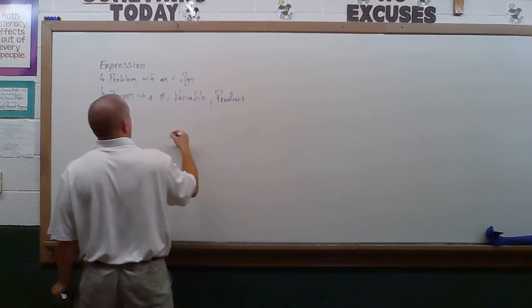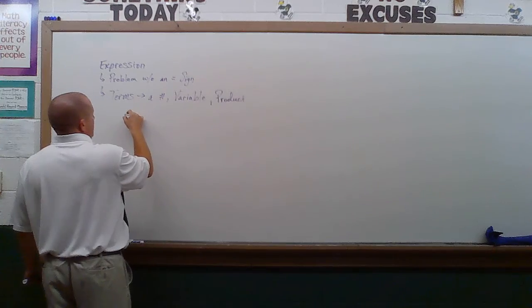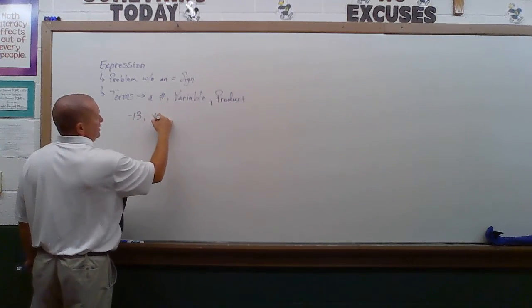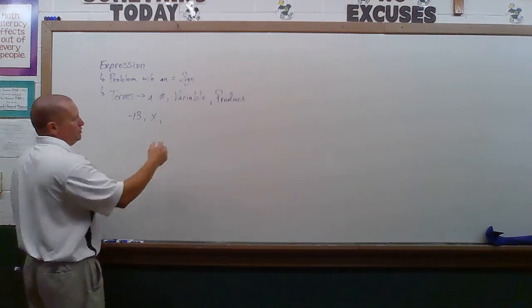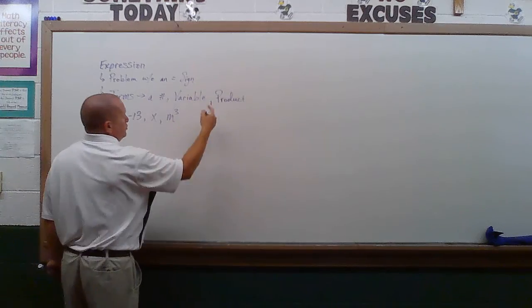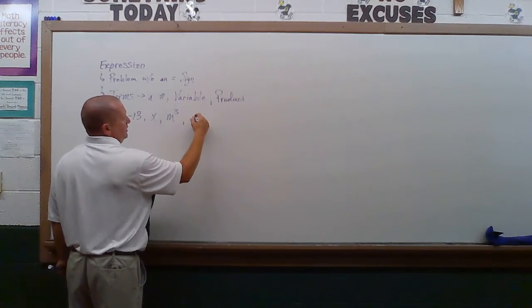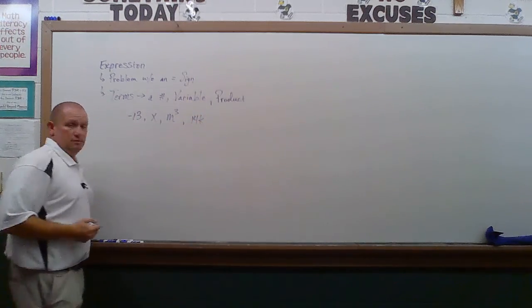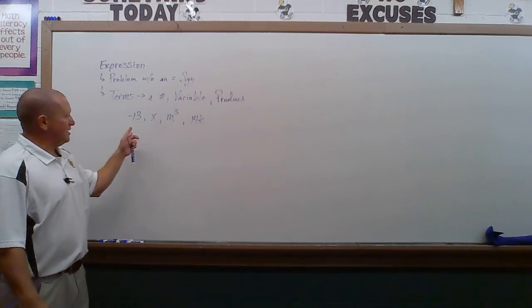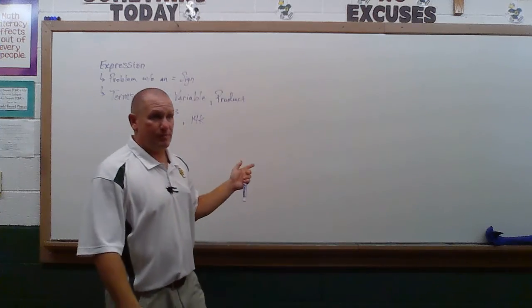Again, as we had the other day, obviously a number doesn't matter if it's positive or negative. A variable could be a variable by itself, or it could have an exponent, right? But it's still a variable. And then a product is putting a number and a variable together. Okay? Because we actually multiplied those together. And then we could have negatives, we could have positives.